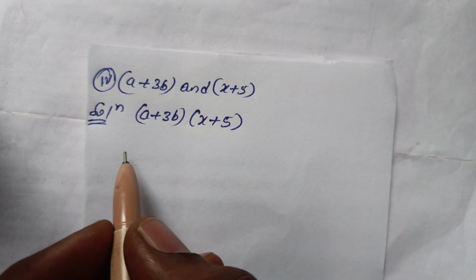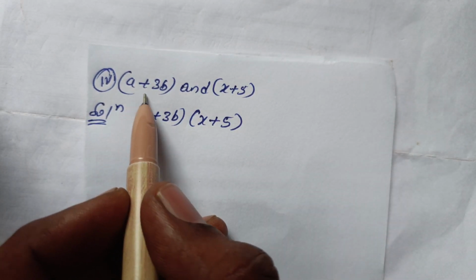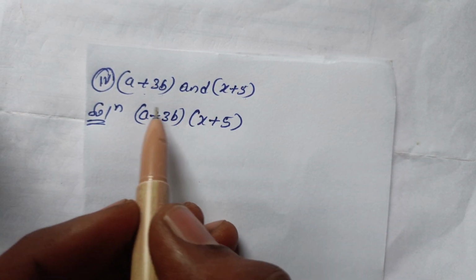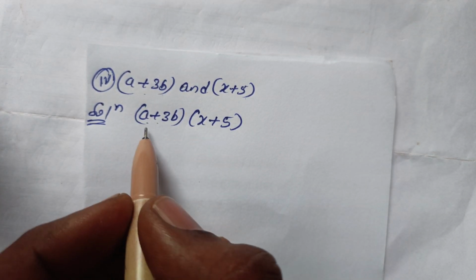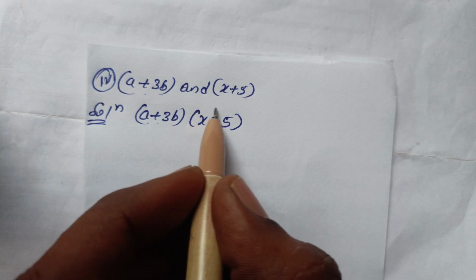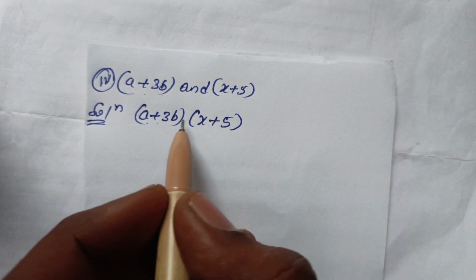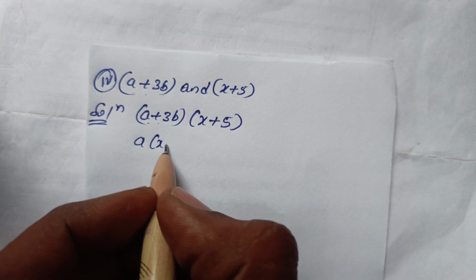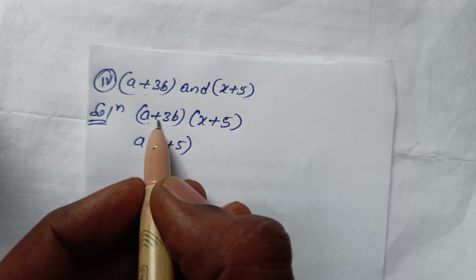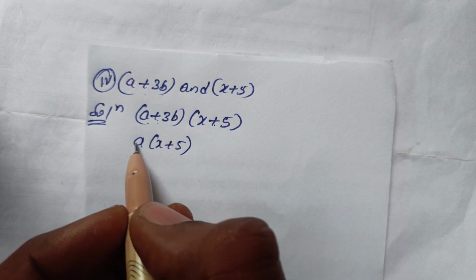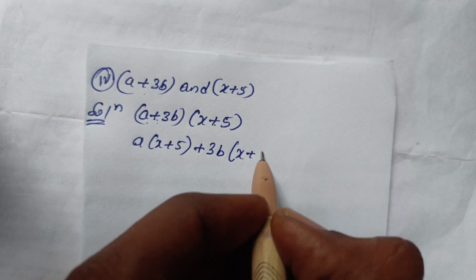Exercise 8.4, fourth part. You will see they have given (a plus 3b) and (x plus 5). We need to multiply. So we will write it down, (a plus 3b) into (x plus 5). Now we have to multiply a with the entire term. Then we need to multiply 3b with the entire term. Let's do it. a into (x plus 5). If you put a bracket, that means it is a multiplication only. Now plus, as it is, 3b, again (x plus 5).